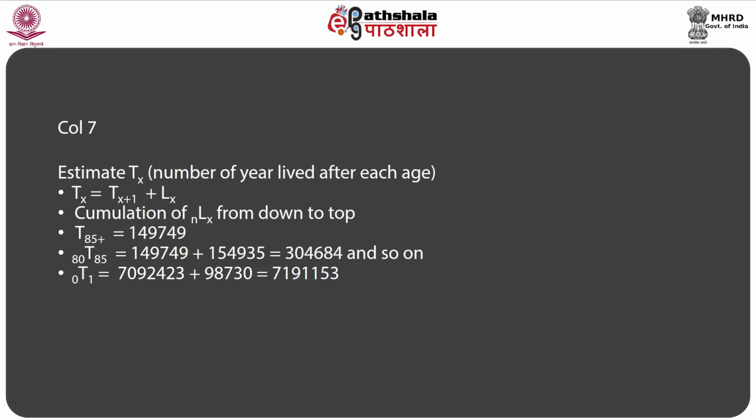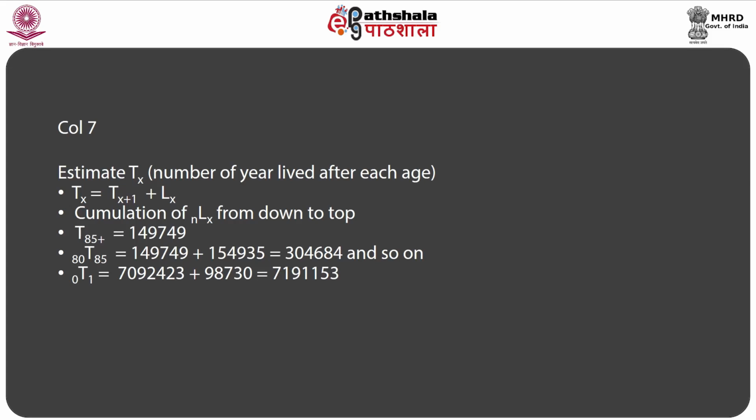Columns 7 and 8. Estimate Tx, the number of years lived after each age. Tx equals Tx plus 1 plus capital Lx, a cumulation of n capital Lx from bottom to top. T85 equals 149749. T80 equals 149749 plus 154935 equals 304684, and so on.